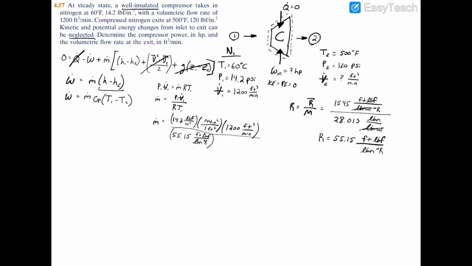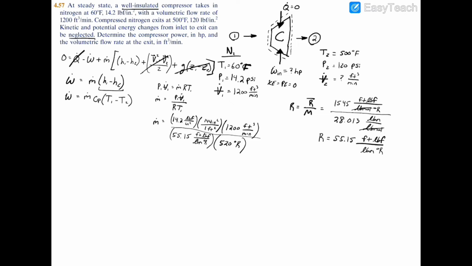And last we need is T1, which is the temperature. So it looks like I actually wrote Fahrenheit here, or Celsius, this should be 60 degrees Fahrenheit. So to get from 60 degrees Fahrenheit to Rankine, you just add 460 degrees. So we have 520 degrees Rankine.